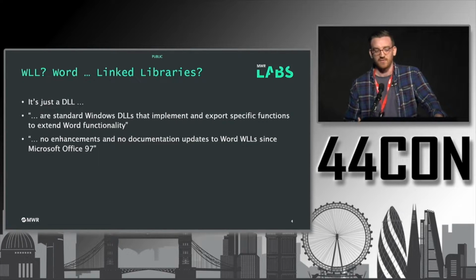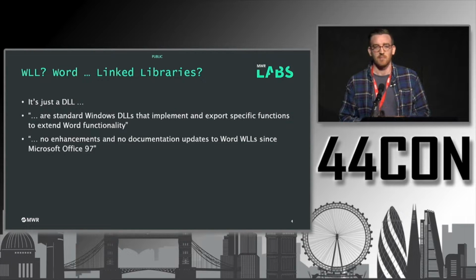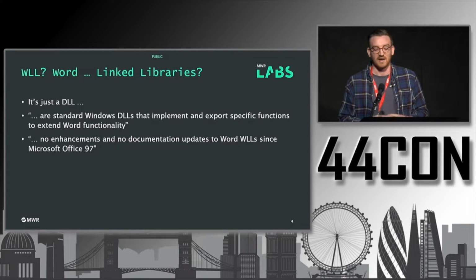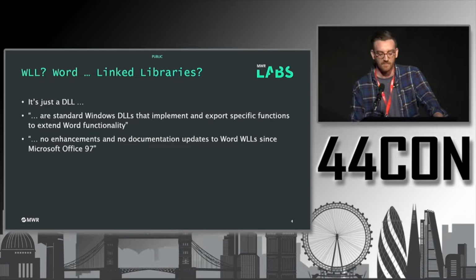So how do we use these for persistence? If we don't know what functions need to be exported, it turns out that it doesn't really matter. You can literally just create a DLL and have code in the DllMain function that gets executed when it gets loaded, and then rename that DLL to a WLL, drop it into the Word startup location, and then Microsoft Word will arbitrarily load it at runtime.